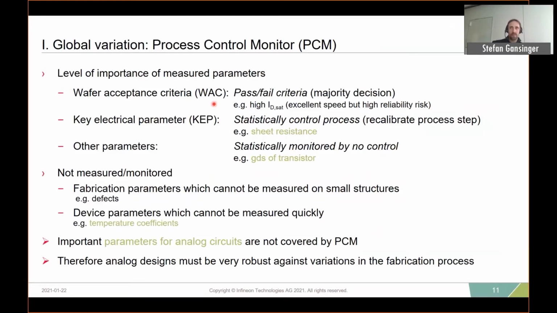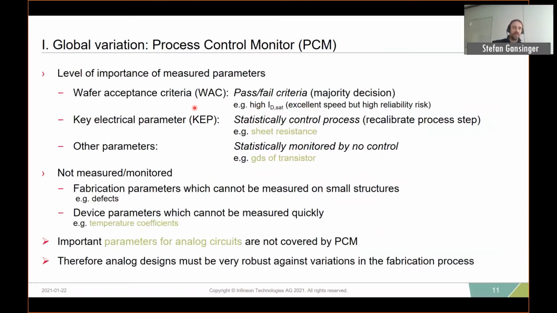A famous example for this is the saturation current of the transistor. If this is too high, of course, in digital design, this would mean we have an excellent speed because we have a high current, but this poses a reliability risk because due to hot carrier effects, the transistor performance degrades over lifetime. So we have to throw this wafer away to not run into issues here.